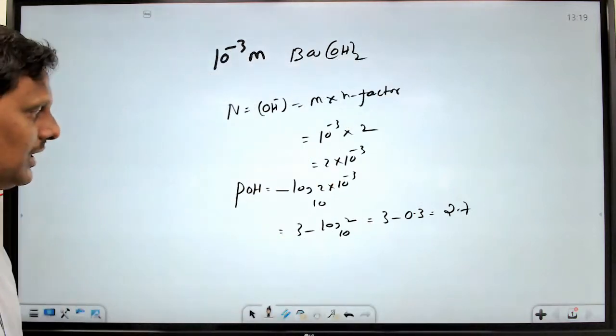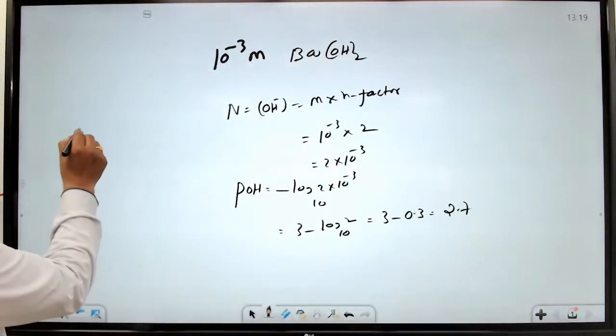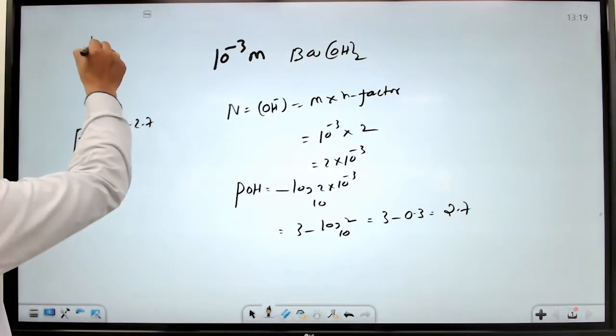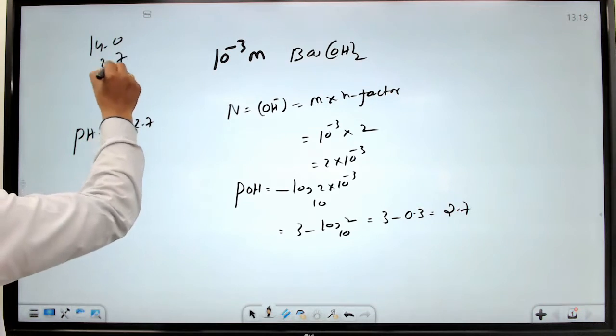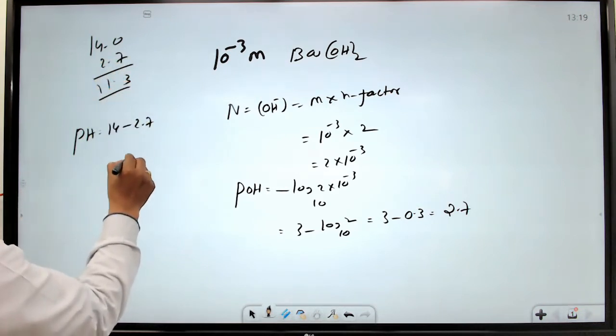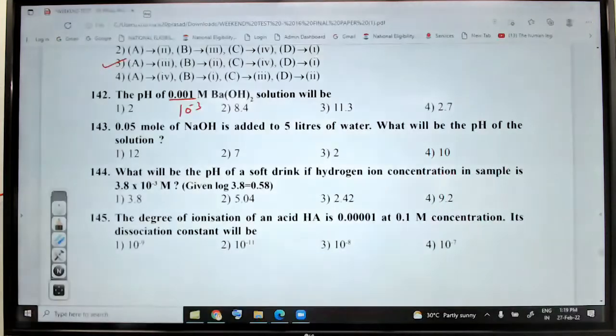pOH is 2.7 but they're asking pH. pH is equal to 14 minus 2.7. अच्छा देखो 14 minus 2.7 वाला 3 है 1 है, 11.3, nothing but 11.3. देखो, answer is 11.3.